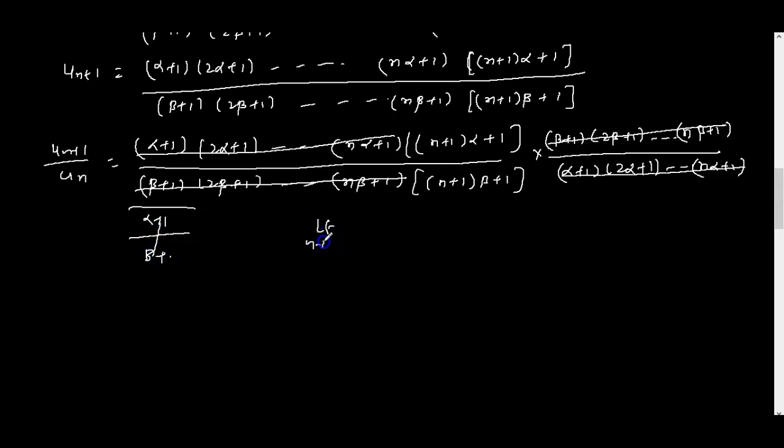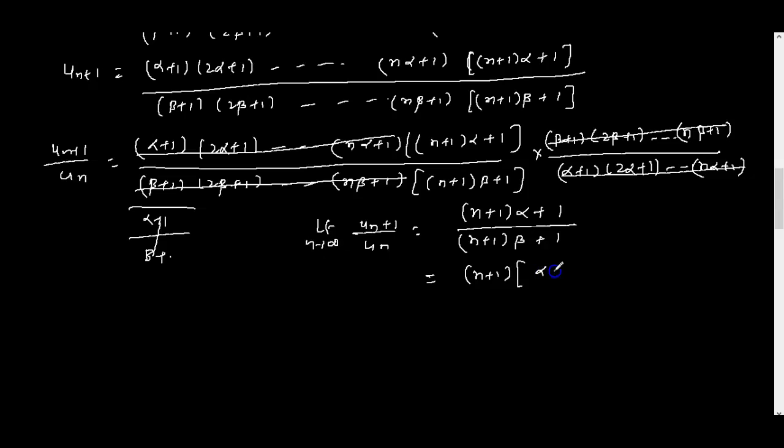Now the limit as n tends to infinity of u of n plus 1 by u of n is equal to the remaining term: (n plus 1) alpha plus 1 divided by (n plus 1) beta plus 1. Here you can take n plus 1 common directly, don't multiply. So here we will get alpha plus 1 upon n plus 1.